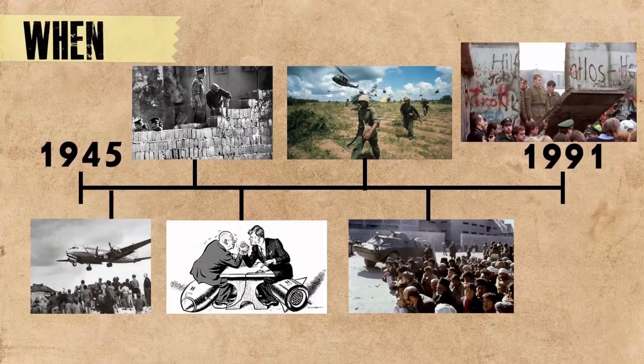When did the Cold War take place? The Cold War started at the end of World War II and continued until the fall of the Berlin Wall in November 1991. However, some people would argue that the Cold War has never really finished.